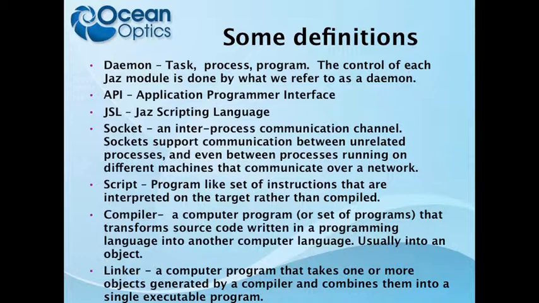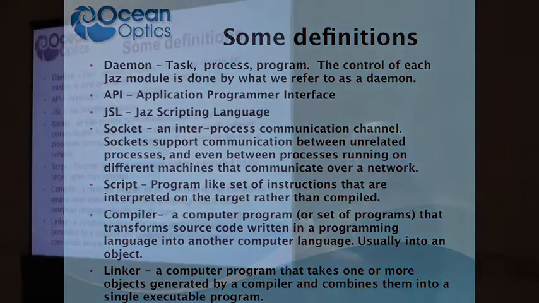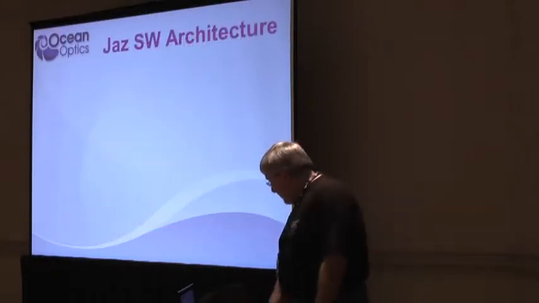A compiler. A compiler is another program that takes the code that a programmer will write and puts it into assembly language so that it can run on a computer. It takes those, and you usually call that an object. You have all these little objects, little programs that you can create to run. If you want them to all run as one cohesive entity, you use a linker. A linker will link those objects together to make one object or one executable. So, the Jaz software architecture.